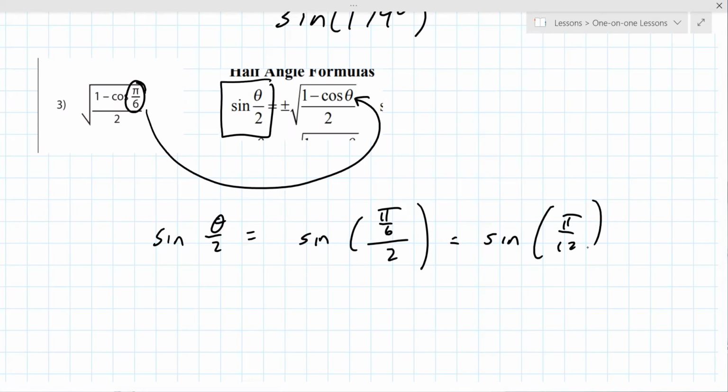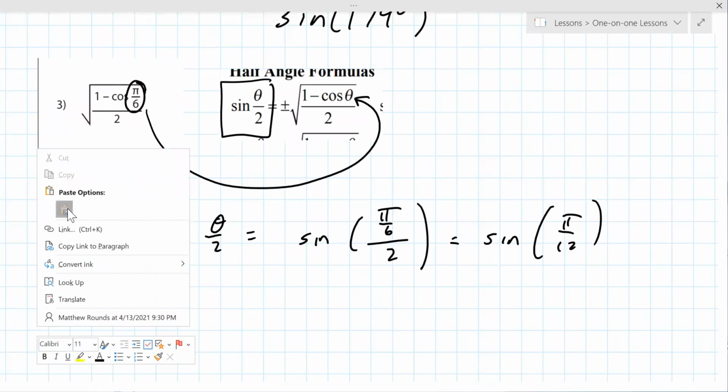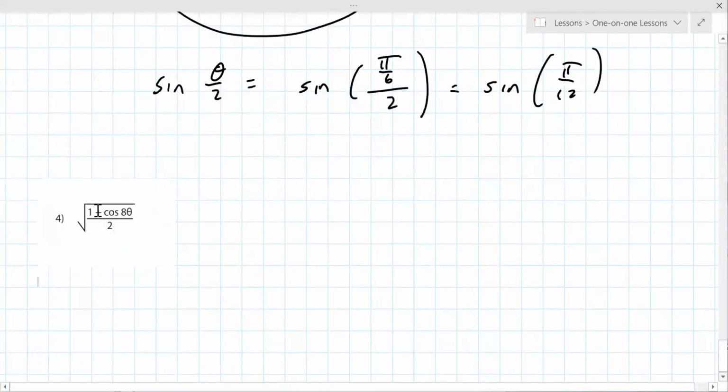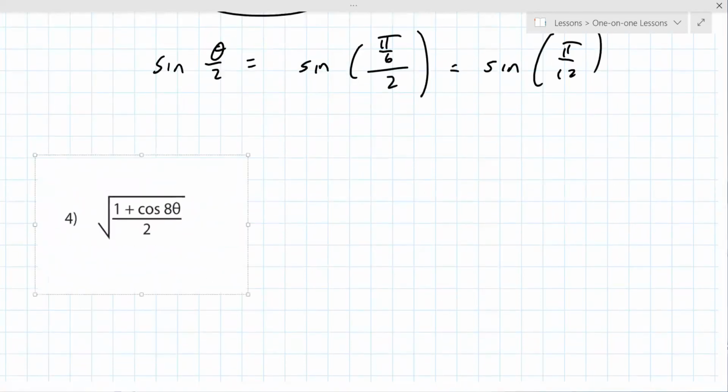We're almost done with this, but you could literally just write down the answers. And there's really not any work. I mean, there kind of is, but kind of isn't. So let me snip in the next formula. 1 plus cosine 8 theta over 2.